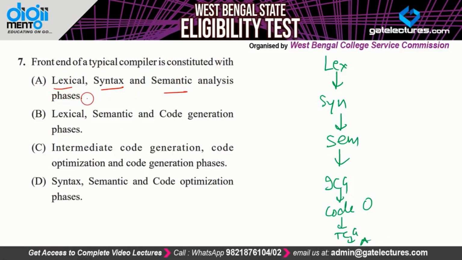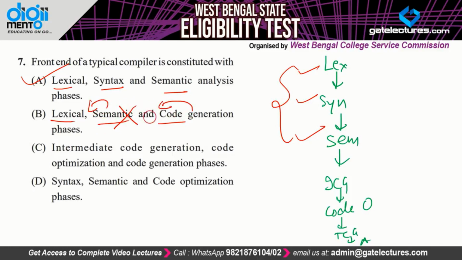Now the first option that they are saying is lexical analyzer, syntax and semantic analyzer phases. Now lexical, syntax and semantic, they are correct. These are the first 3 phases. Next they are saying lexical, semantic and code generation. Here this is wrong because before semantic we have the syntax analyzer and before code generation we have intermediate code. So they missed one step here, so this is wrong. Option number C is rightly wrong because intermediate code generation is not in the first phase.